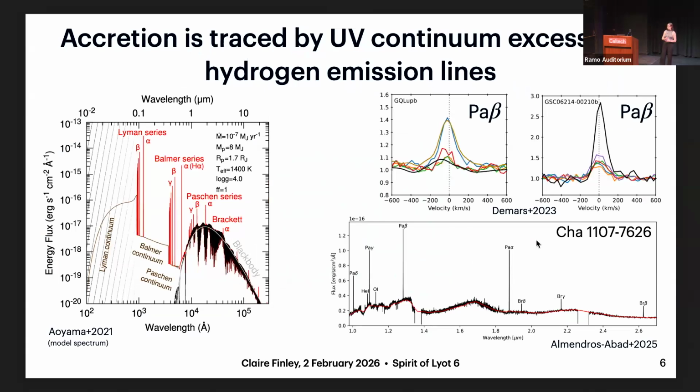However, for most systems, this is not accessible with UV imaging due to the technical constraints with imaging too close to a host star or with insufficient contrast. So a complementary tactic we can turn to that is a little less specific to the continuum is searching for these hydrogen emission lines like H-alpha and Paschen beta. And indeed, we see for both bound systems like GQ Lup B and GSC 6214b, as well as the free floater Cha 1107, this strong Paschen beta emission that is indicative of ongoing accretion.